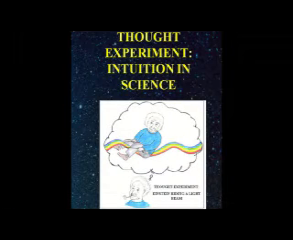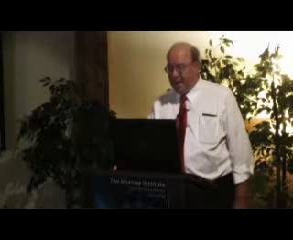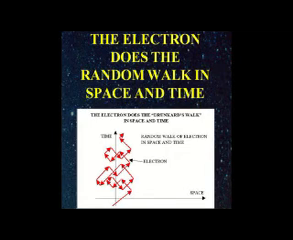Einstein was very fond of using imagination and intuition in his research. Here's a thought experiment he did, sitting on a beam of light, which he imagined, and he came up with special relativity from this thought experiment by imagining how the world around him would look traveling at a very, very high rate of speed. If you take a picture like that, the electron can be thought of as something zigging and zagging around in a random walk in both space and time.